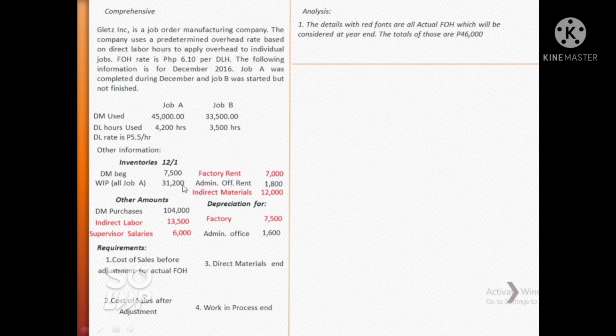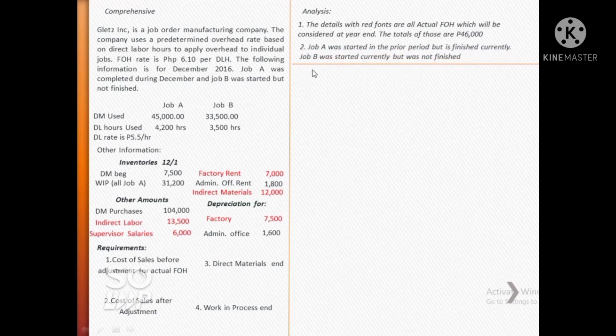Again, this is the administrative office. This is not related to the production process or the production area. So this cost will become part of the operating expenses and will not be considered as factory overhead, as well as the depreciation for the admin office. You need to ignore that because in the requirements, there is no mention of operating expenses. So only the red are considered as indirect materials and indirect labor, or factory overhead, specifically actual factory overhead.